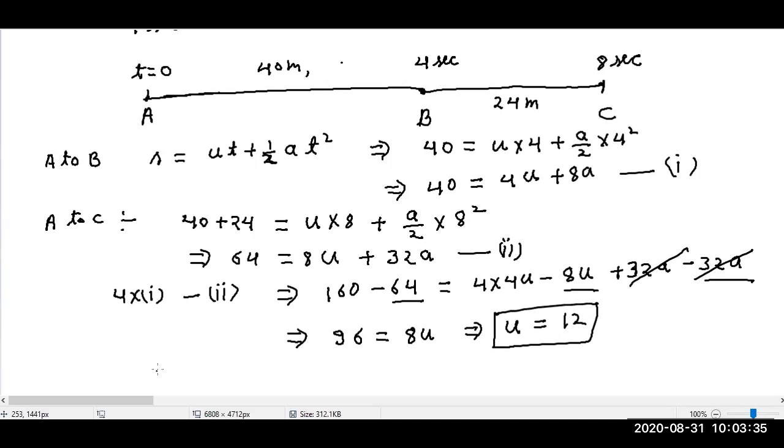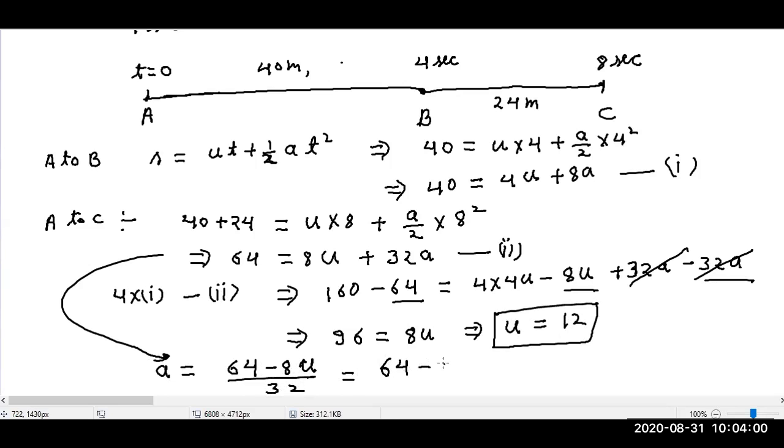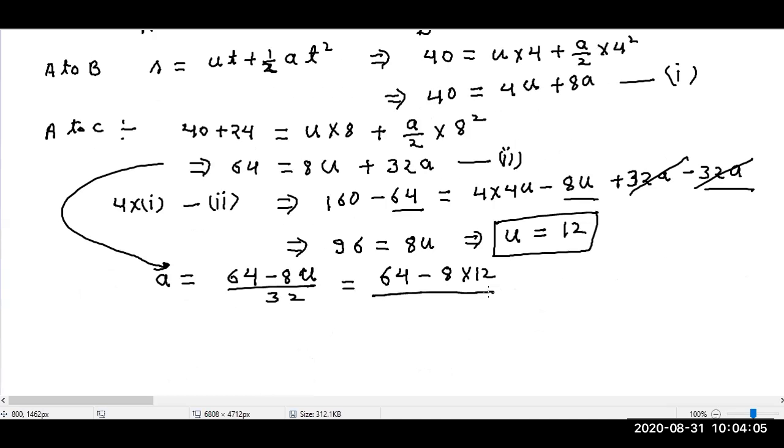Now what will be the acceleration? We can find acceleration using any of the equations. Suppose we use the second equation. So what we can write is 64 minus 8U, divided by 32. So it will be 64 minus 8 into 12, divided by 32. So how much will it be?